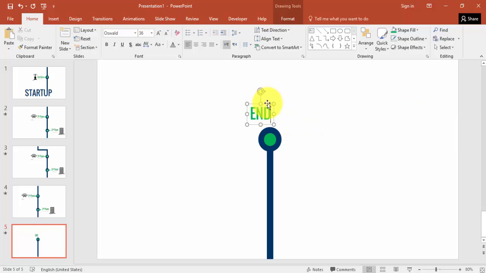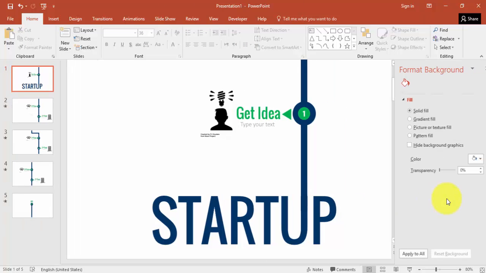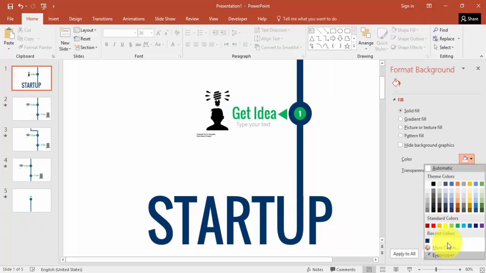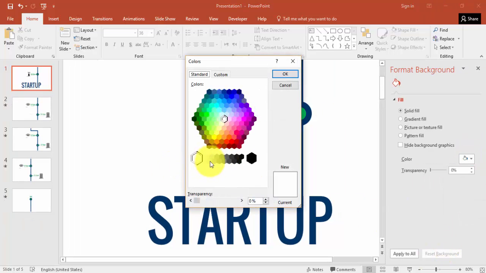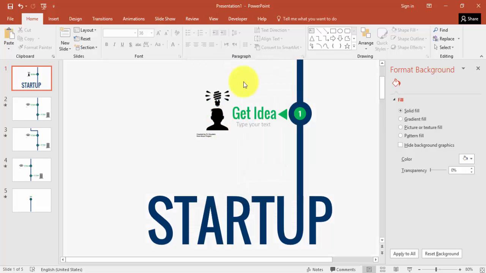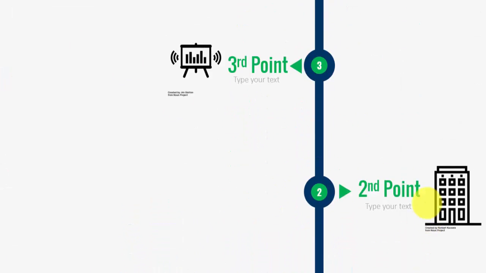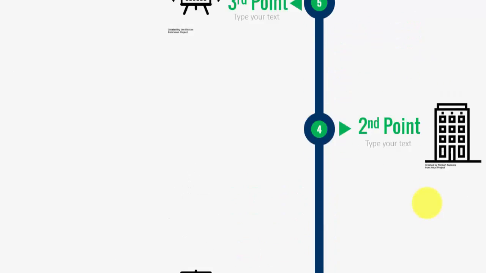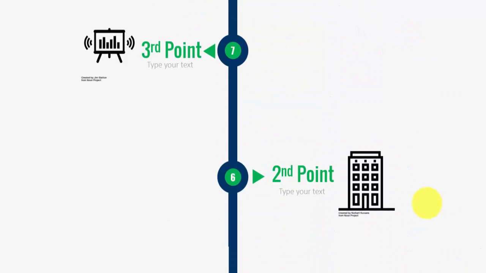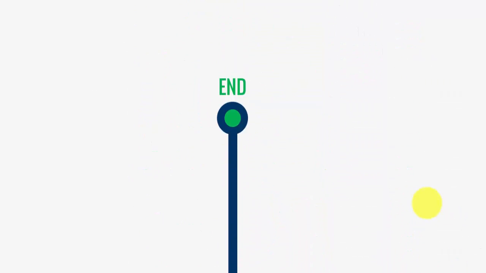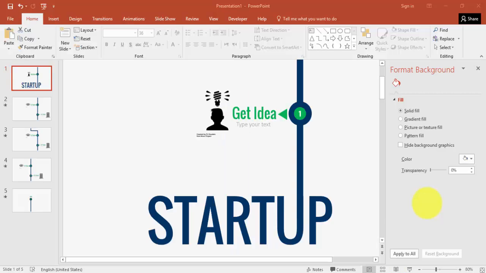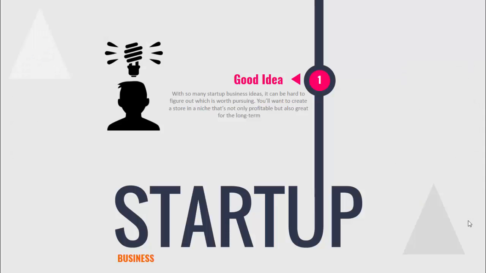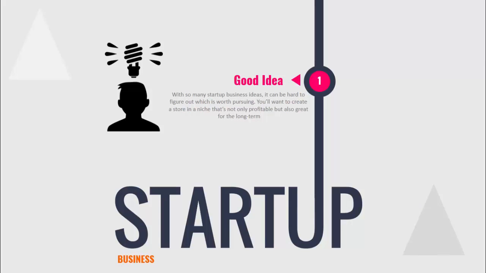All right, I'm going to change the background color of this one. I will use maybe some light colors, and apply to all. So your startup to your first slide, second point and third point, that is second slide, this is your third slide, this is the fourth slide, and this is the end. So the end result will look something like this.